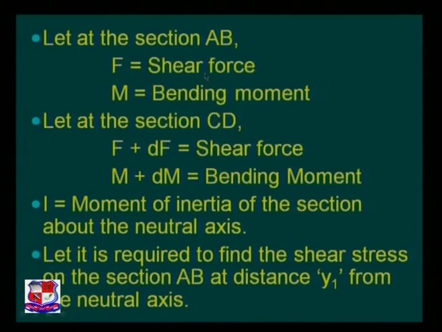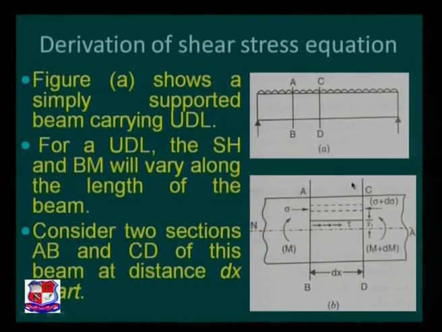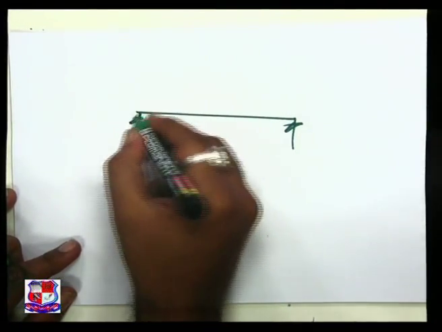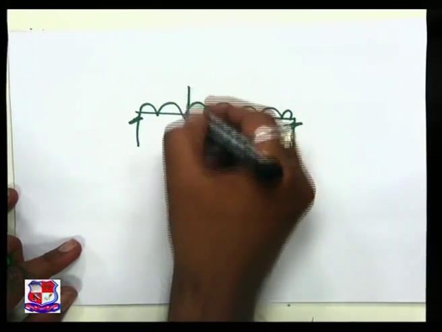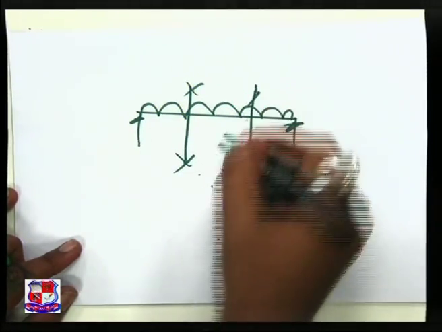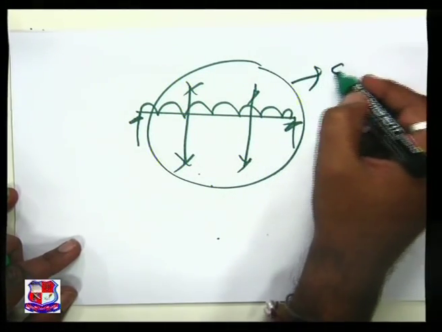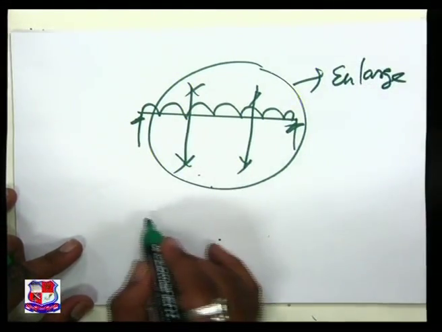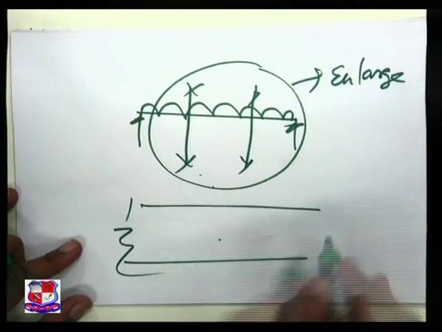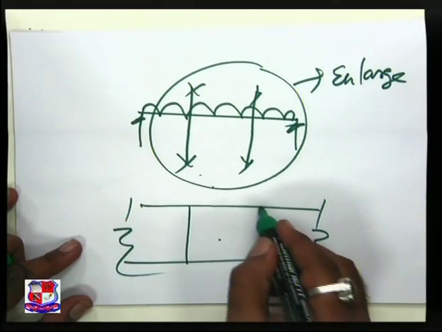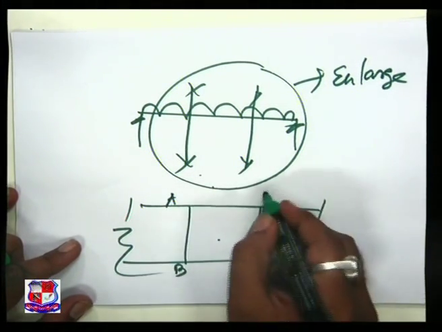Now, let at section AB, F be the shear force and M be the bending moment. Let us understand what the statement says. A beam with UDL, and I want two sections and want to visualize them. I will enlarge this figure. This is the total available beam depth. This is one section, this is another section, called AB and CD.